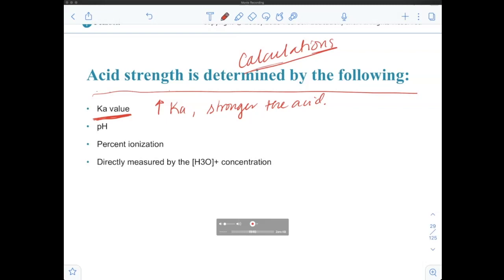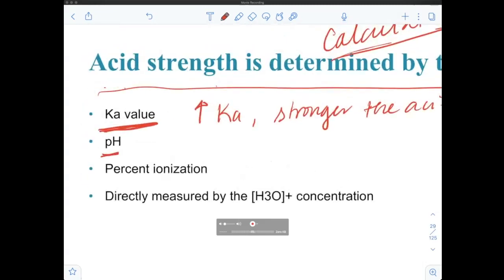Okay. The other thing that we look at is we get the pH. Once you have pH, and if you're taking biology or introductory chemistry classes, the higher the pH, the more basic. The lower the pH, the stronger the acid. But we use the pH number to judge the acidity of the acid.